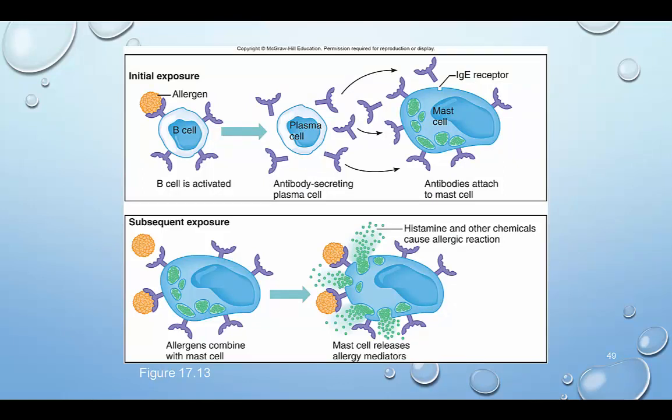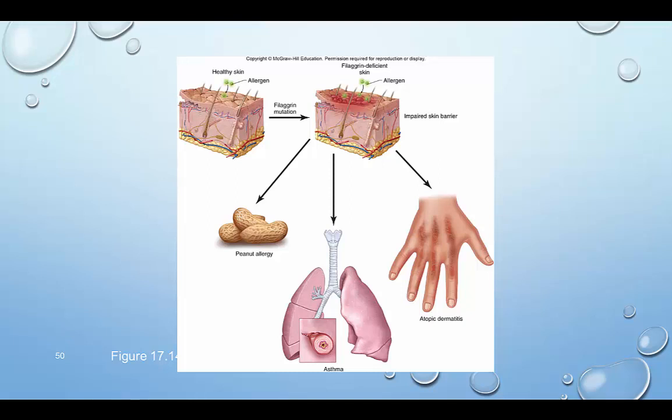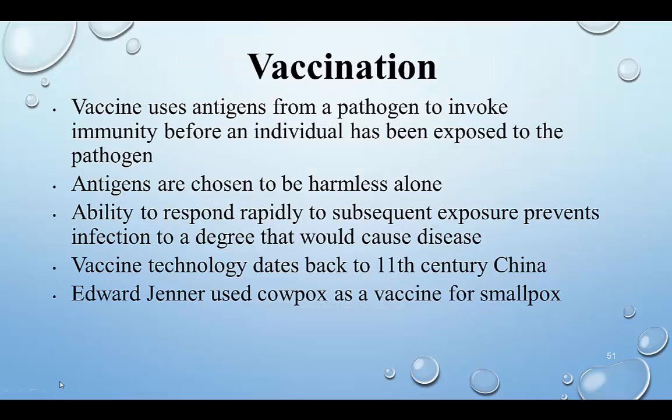This shows you when it's first exposed to the allergen, kind of what happens, and then here's what happens after subsequent exposure. Kind of some different things: peanuts, atopic dermatitis, constricted airways, vaccinations. Vaccinations use antigens from a pathogen to invoke immunity within our own body when we're exposed to this.